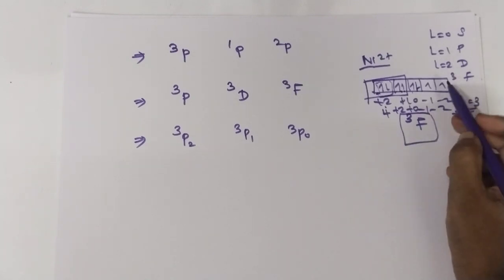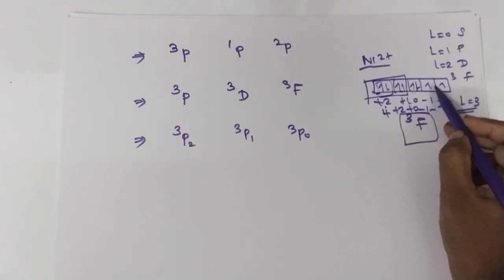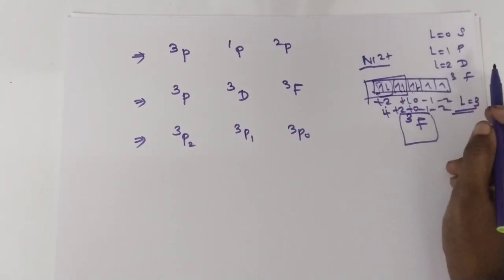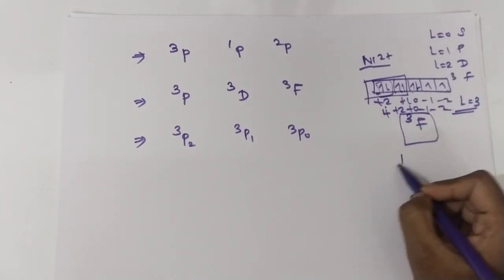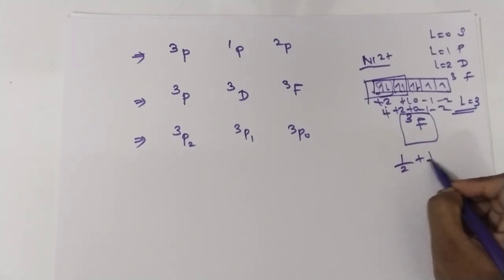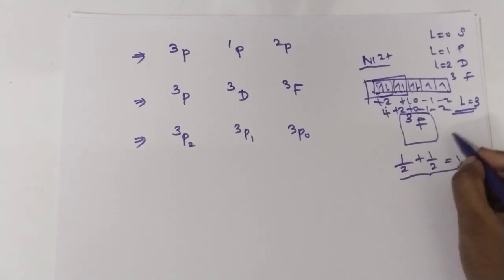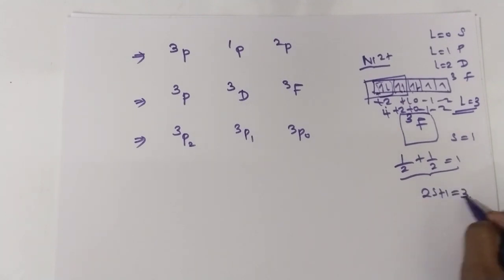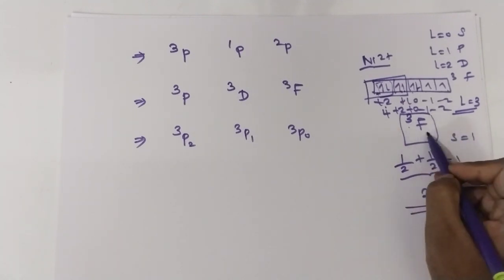Okay, F. Next you have to look for the spin. See the number of unpaired electrons, it is 2. For 1 unpaired electron, S value will be half. For 2 unpaired electrons, it will be half plus half, 1. Okay, S value is 1. What will be the 2S plus 1 value? It will be 3, right? Hence, this is the term.